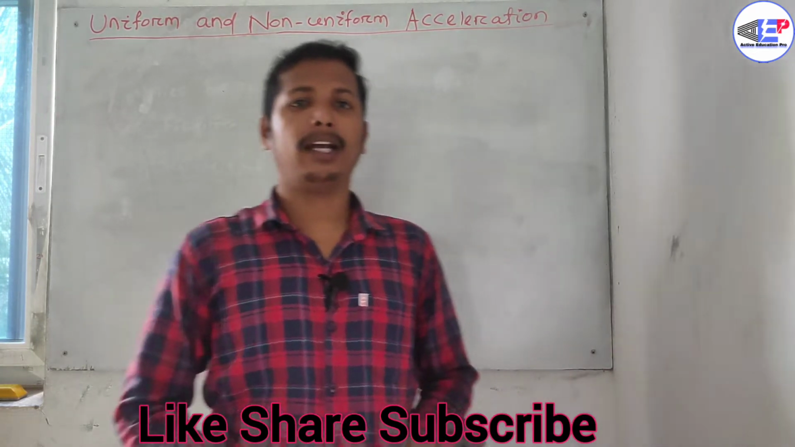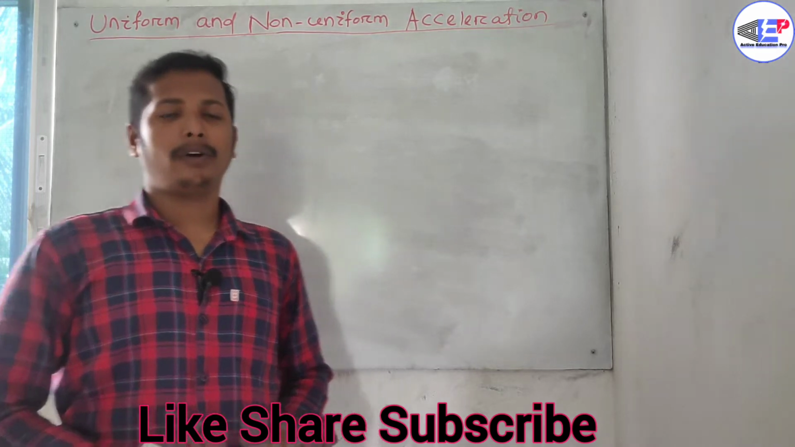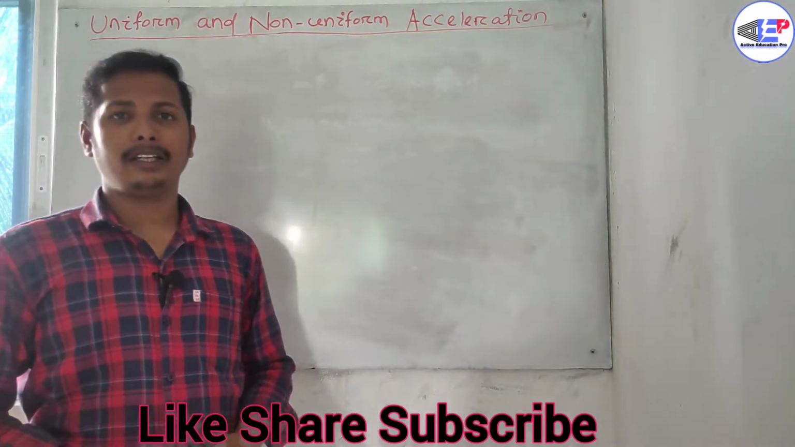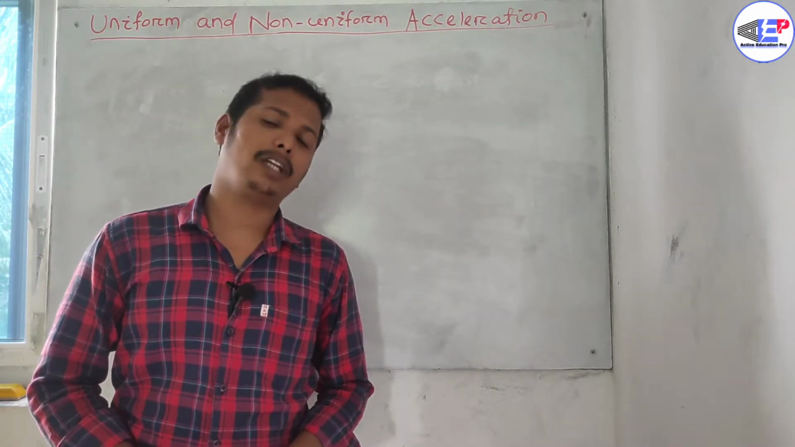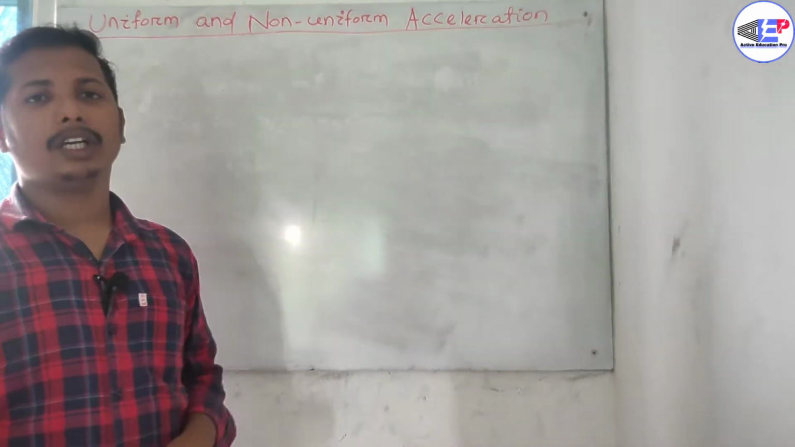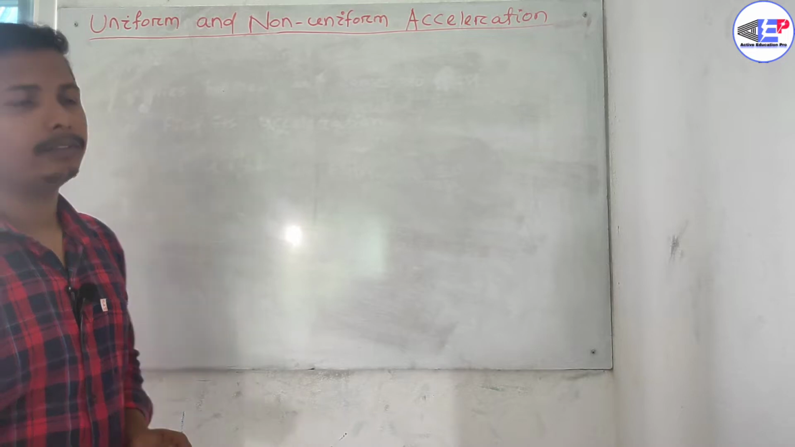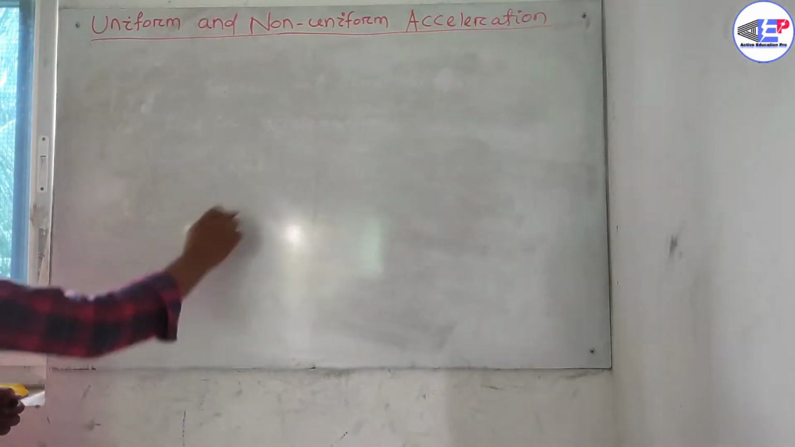Uniform acceleration is defined as: if a body is moving in a straight line and its velocity changes by equal amounts in equal intervals of time, then its motion is called uniform acceleration. Let us take an example.